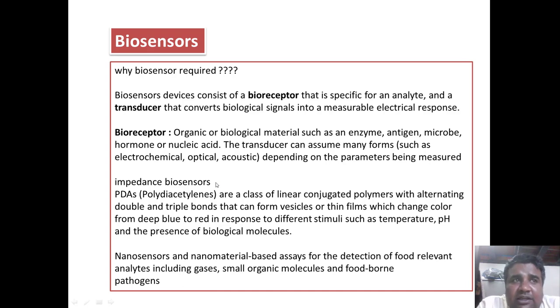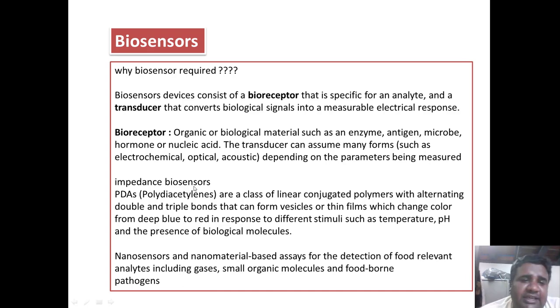For example, initially the conductivity of the food product will be very low. As the microorganisms grow, they break down the larger components into smaller components, and intermediate products also form. As a result, the mobility of the charged particles will increase, or the number of charged particles in the system will increase. So as a result, the conductivity will increase. As microorganisms grow in the food, conductivity increases and impedance decreases. So impedance based biosensors have been used since long.